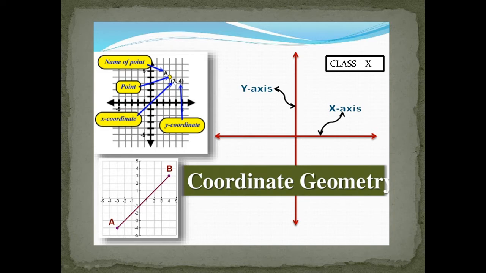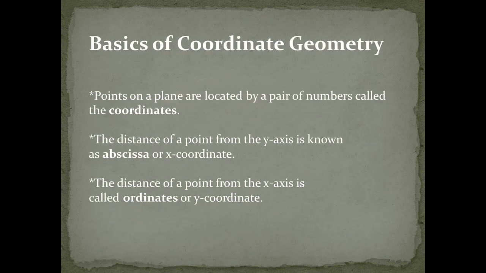Here only you can see what is the x coordinate and y coordinate. This is called x coordinate and this one is called y coordinate. This is also called abscissa and this is called ordinate. These are the basics of coordinate geometry.